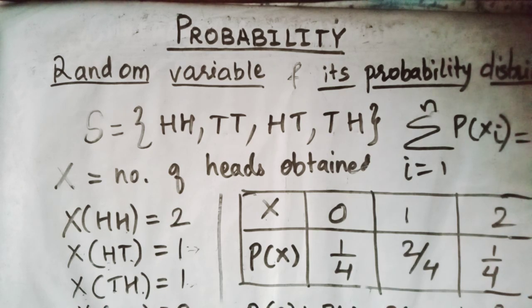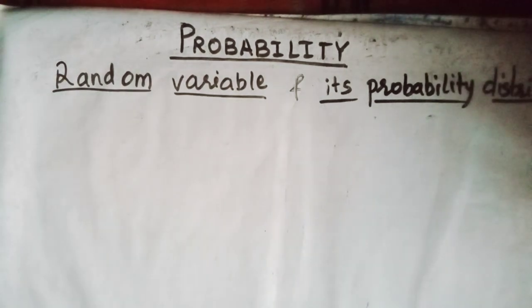Now let's solve some examples. Question is, a person plays a game of tossing a coin thrice. For each head he is given ₹2 by the organizer of the game, and for each tail he has to give ₹1.50 to the organizer. Let X denote the amount gained or lost by the person.